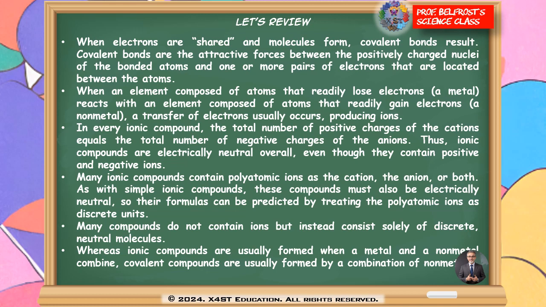Many ionic compounds contain polyatomic ions as the cation, the anion, or both. As with simple ionic compounds, these compounds must also be electrically neutral, so their formulas can be predicted by treating the polyatomic ions as units. Many compounds do not contain ions but instead consist solely of discrete neutral molecules. Whereas ionic compounds are usually formed when a metal and a nonmetal combine, covalent compounds are usually formed by a combination of nonmetals.